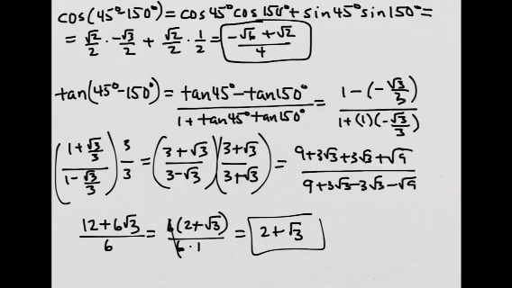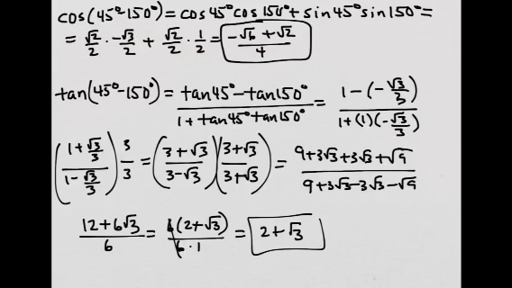For cosine of 45 minus 150, here is the formula, right here. Same thing: cosine 45 is here, cosine 150 is here, sine of 45, sine of 150, and then you evaluate, or simplify, these two, and this is what you get right here. Now they're both over 4 because both of the denominators are 4.